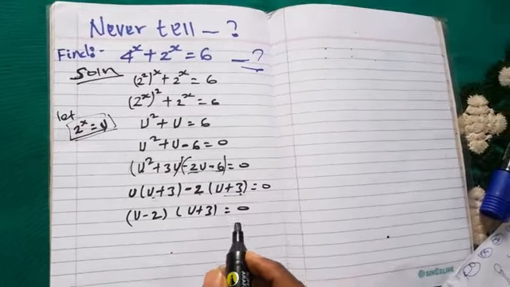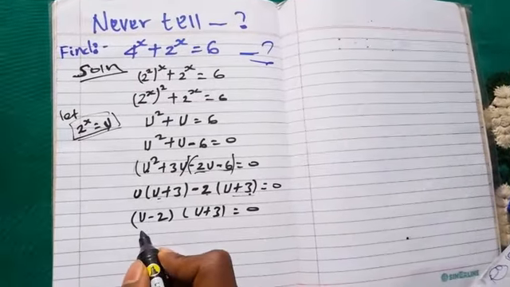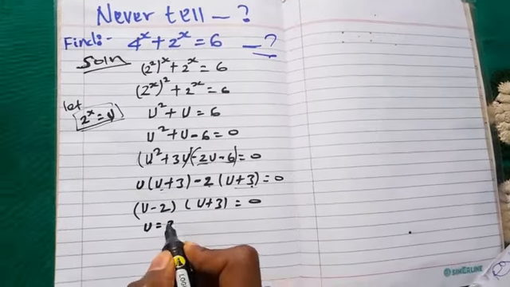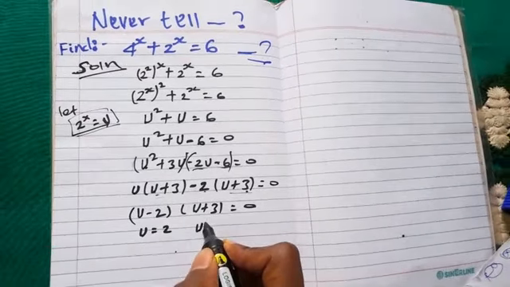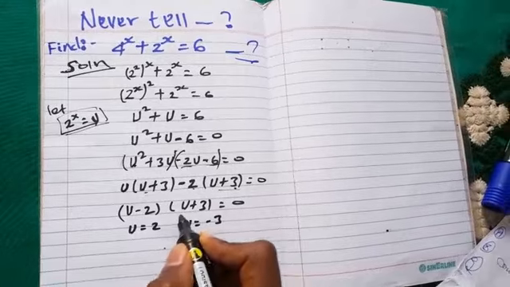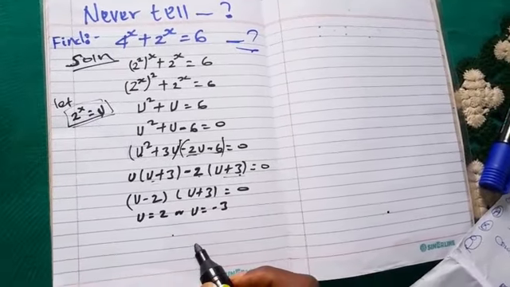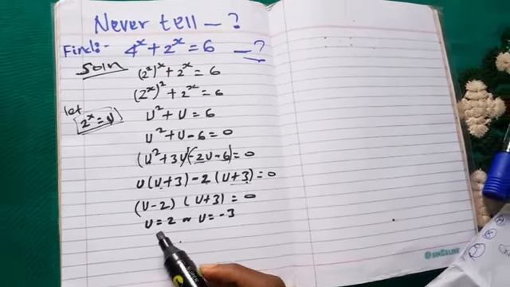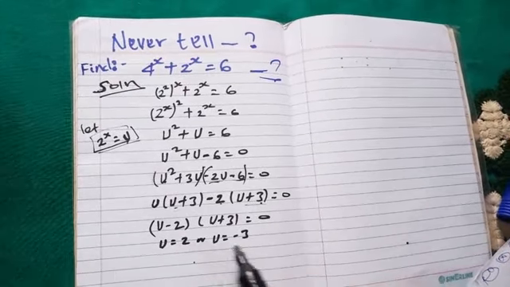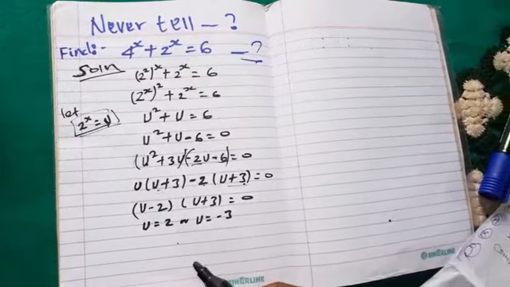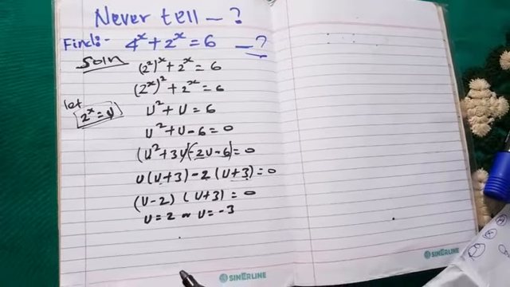After that, u is how much? u is equal to 2, and u is equal to minus 3. The value of u we get: u is equal to 2 and u is equal to minus 3. We are right.